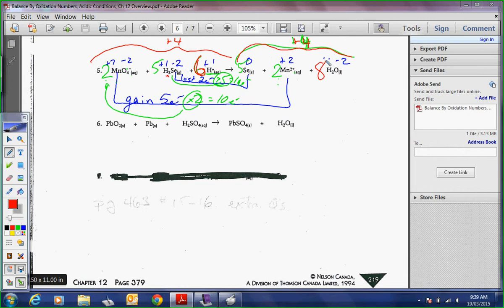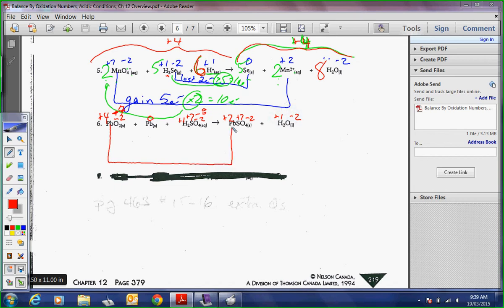All right, so this one, 0, -2, -2, -4, +4. This is +1, -2, -8, +7. This will still be +7 and -2, and this will be +2, and this is +1 and -2. So this Pb went from +4 to +2.